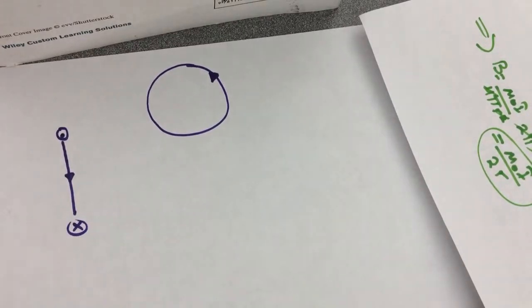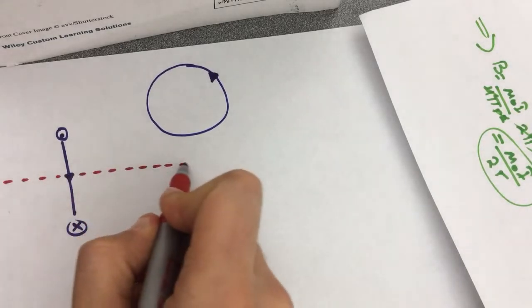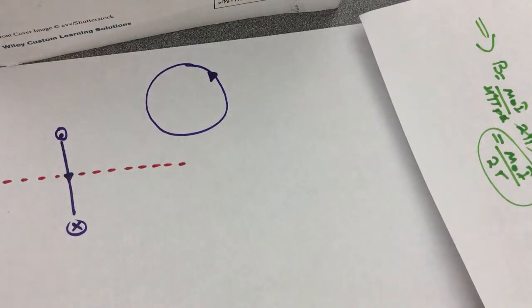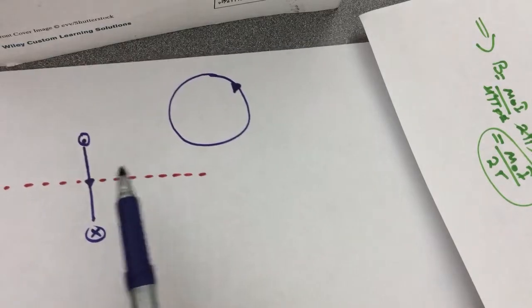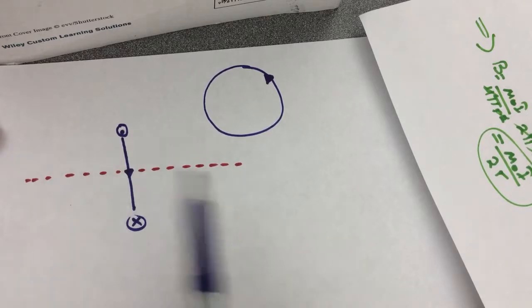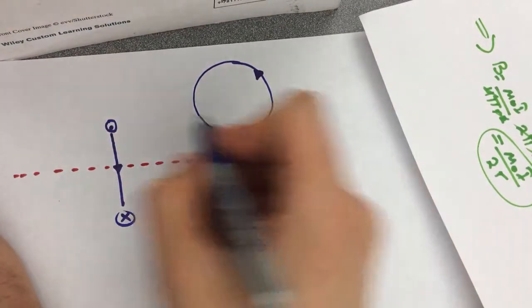So the axis of this circle is around the center. We need to find the magnetic field, an equation that we can use to find the field at any point on this axis. Same thing, we can use the Biot-Savart law.